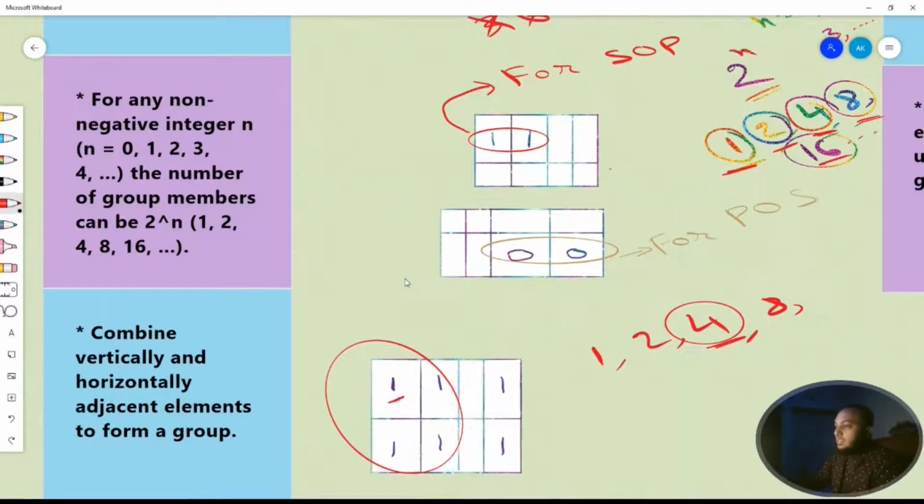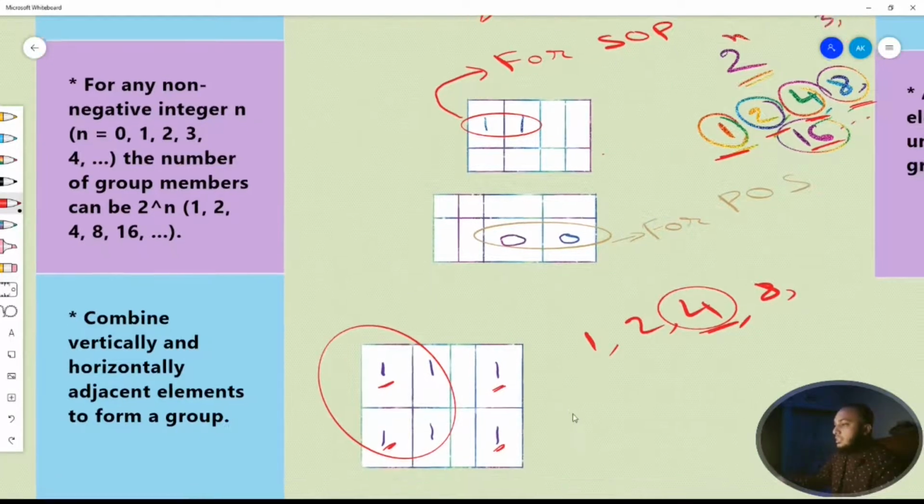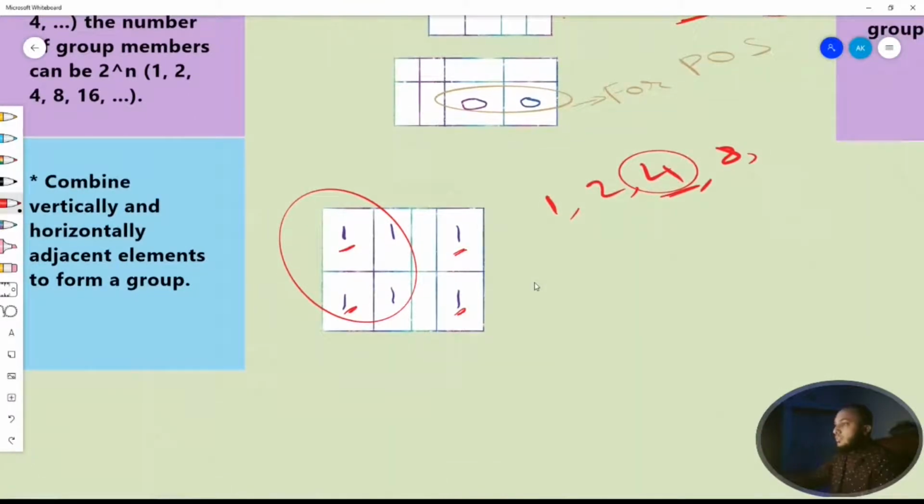Again, this one, this one, this one, and this one, all these elements are adjacent to each other, because we know that the fourth state and the first state are neighbors. And again, these 2 rows are neighbors. That means all these 4 elements are neighbors, and we can form a group. And as there are 4 members, we can form a group.